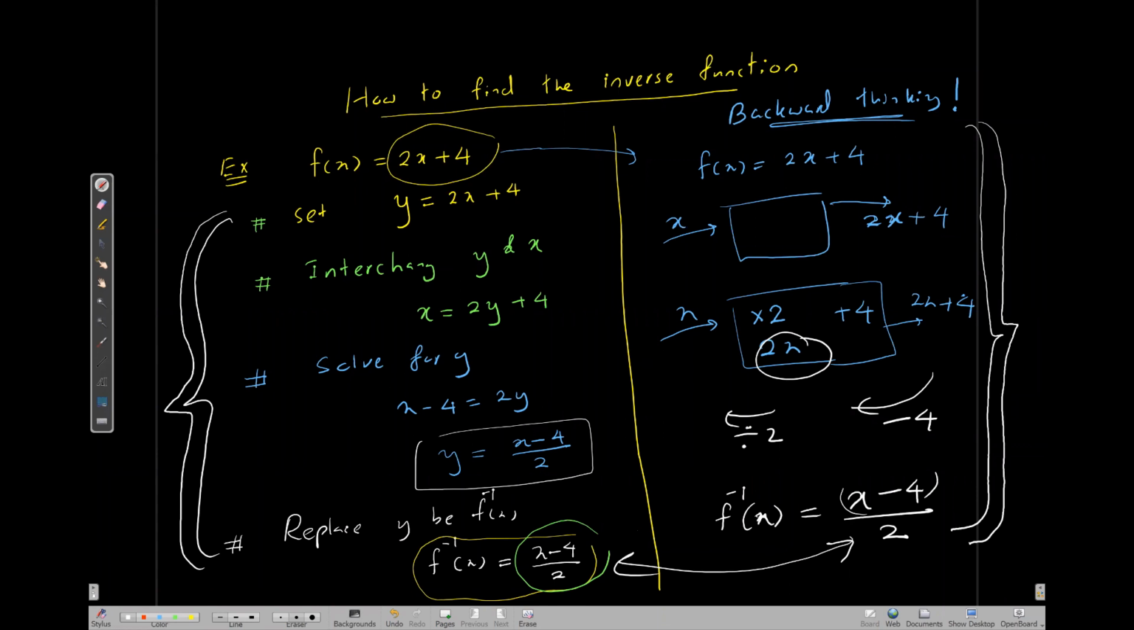Now let's do more examples in order to understand this much better. How about this function, f of x equals negative 3x plus 5?